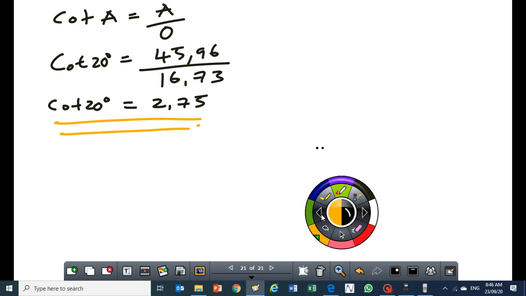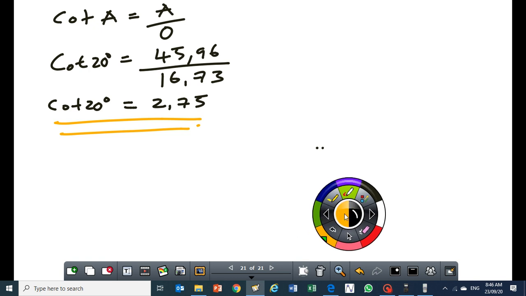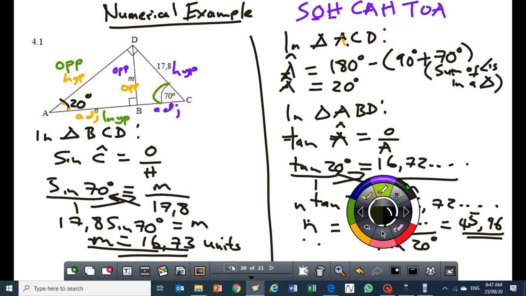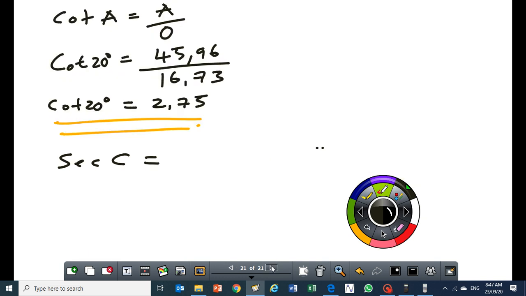Okay, let's do another one. Let's try to do sec C. It will depend now which triangle you want to use. Remember, sec is always equal to the hypotenuse divided by the adjacent. So let's check, based on the information we got, what we have.